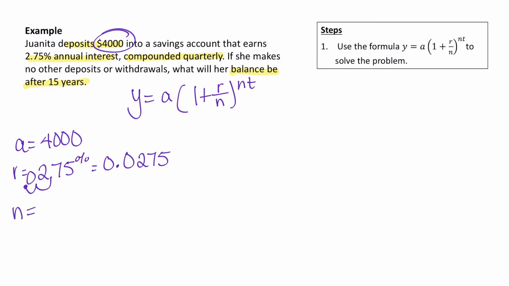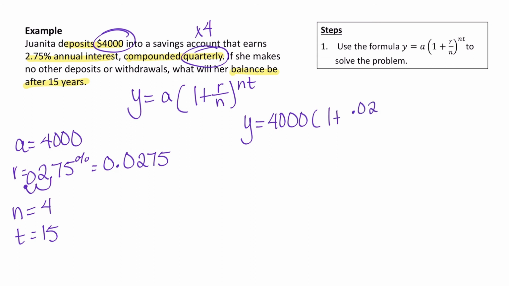And then we have n. n is the number of times it's compounded. Compounded quarterly means we have 4 times a year, so the value of n is going to be 4. And then we have the value of t. It tells us to think about what's happening in 15 years. So now all we need to do is plug everything into this formula. We have y equals 4,000 times 1 plus r, which is 0.0275, over n, so that's over 4, and that's to the 4 times 15.